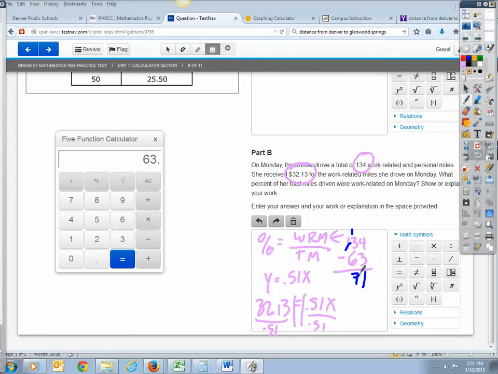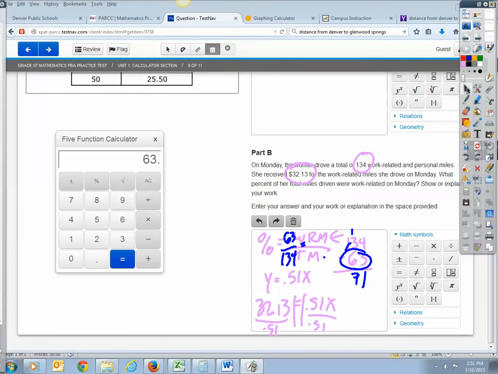But does that really matter? No, because we have work-related miles over total miles, right? So our work-related miles is 63 divided by 134. And so let's go ahead and use my calculator to figure that out.